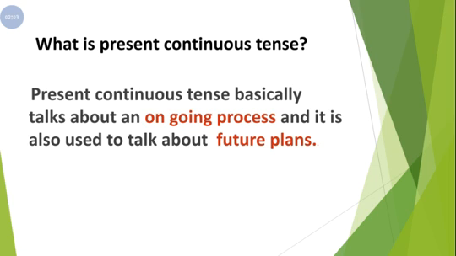Now we will discuss what is present continuous tense. Present continuous tense basically talks about an ongoing process and it is also used to talk about future plans. Present continuous tense उस action की बात करता है जो ongoing होता है, जारी होता है, और इसे हम future plans को discuss करने के लिए भी इस्तेमाल कर सकते हैं.